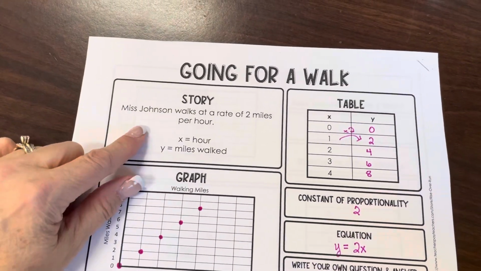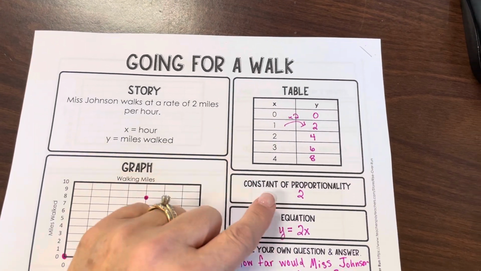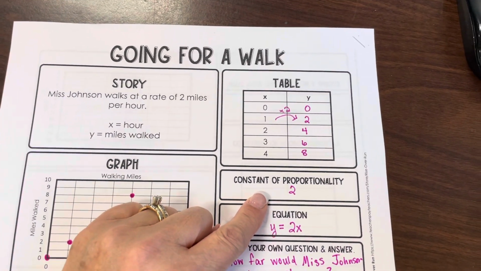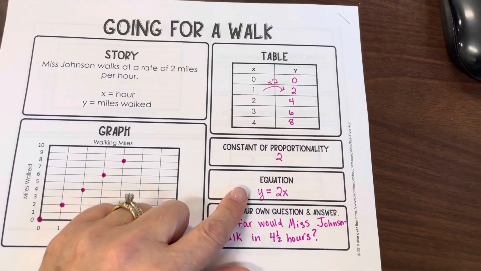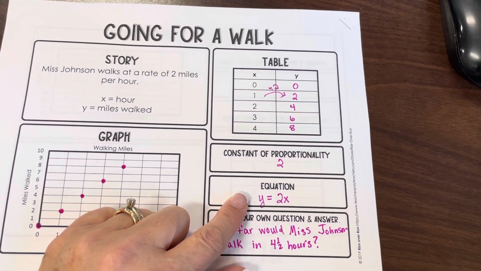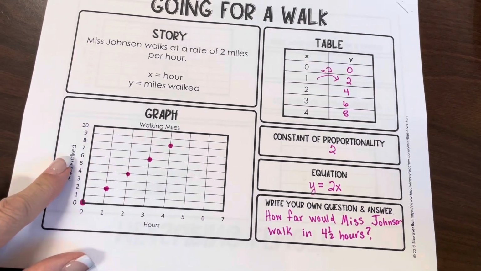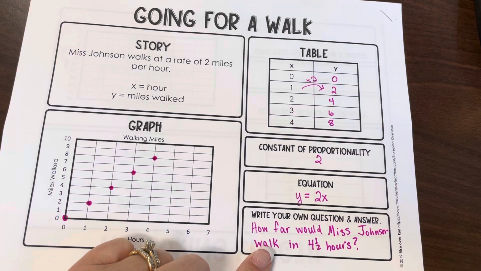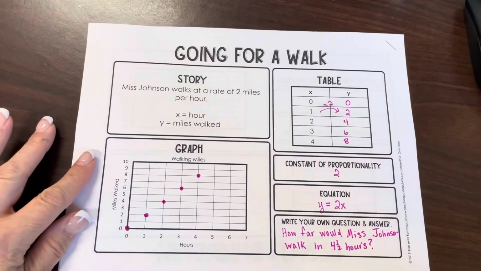So we have the scenario. We have a table that represents the scenario. The constant of proportionality, which is the unit rate of that table and scenario. The equation that represents the situation. The graph that represents the situation, and this is the new part that we haven't done before. And then a question that your teacher might ask about that. Okay, this is an example of how to do this.